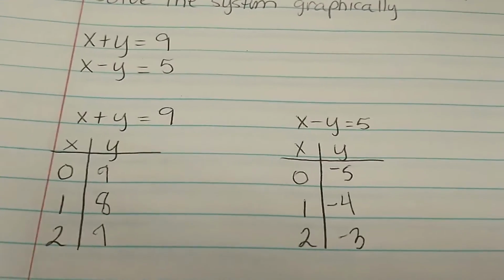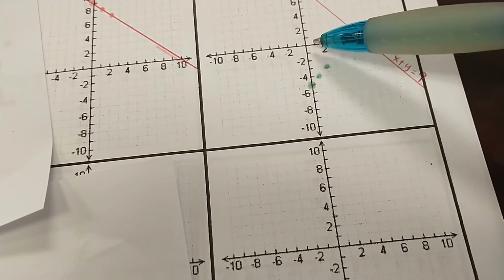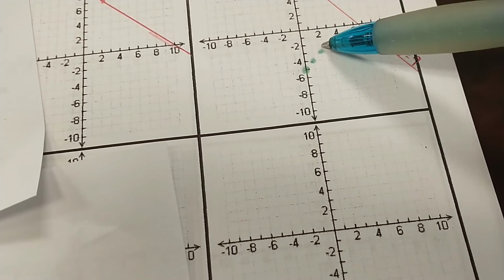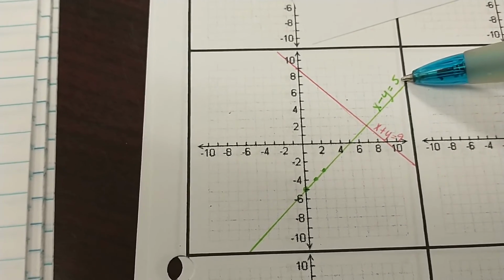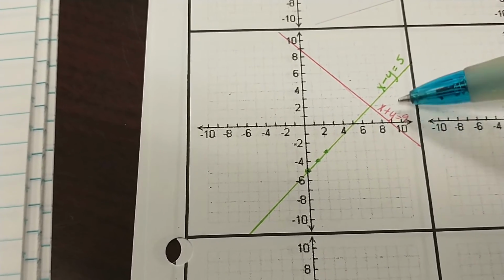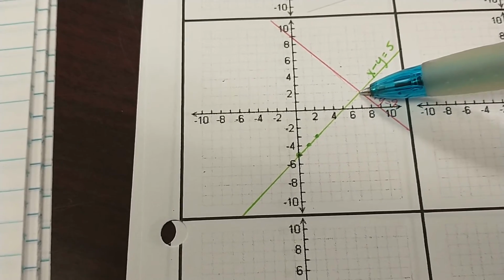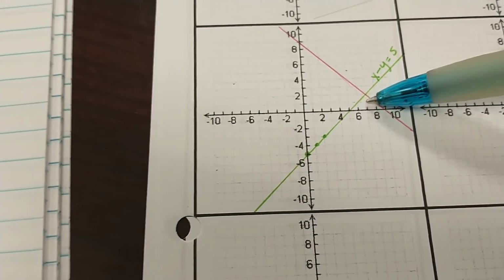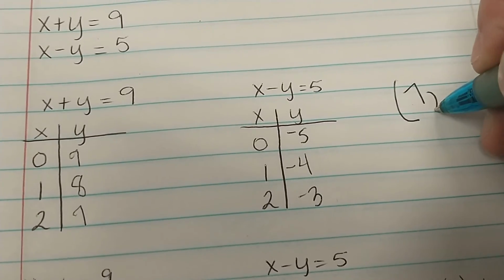Okay, and then you can see where I started by graphing the next 3 points from the other line. So these are the points 0, -5, 1, -4, and 2, -3. And so 0, -5 is here, 1, -4, and 2, -3. And so I'm going to connect those with a straight line and label it x minus y equals 5. And so the point of intersection is the solution to both equations at the same time. And so it appears to be my x is 7 and my y is 2. And so we would say that the solution to this system of equations is the point 7, 2.